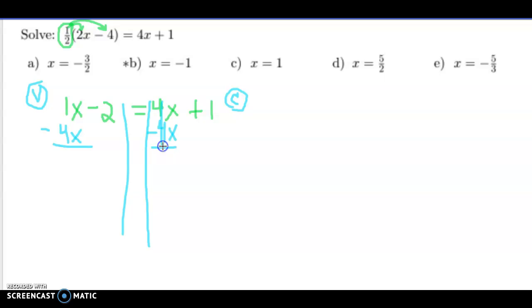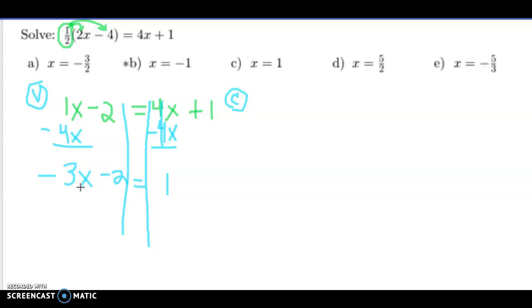4x minus 4x is 0. I'm left with 1 on this side. I bring down my other terms. 1x minus 4x. Now I have more negatives than positives, so my answer has to be negative. And how many more negatives do I have than positives? Well, I have 3 more negatives.